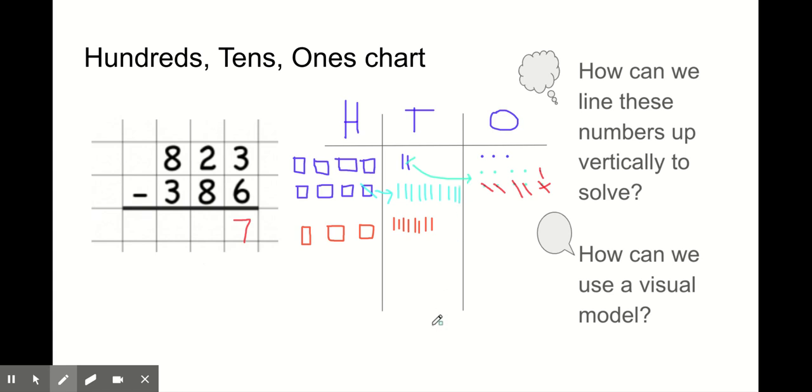Now, can I take my 8 tens away? I sure can. So again, I'm using my red dot and I'm trying to take 8 away. 1, 2, 3, 4, 5, 6, 7, 8. I'm erasing those red because I already took them away. And how many tens are left? 1, 2, 3. So 3 goes in my tens.